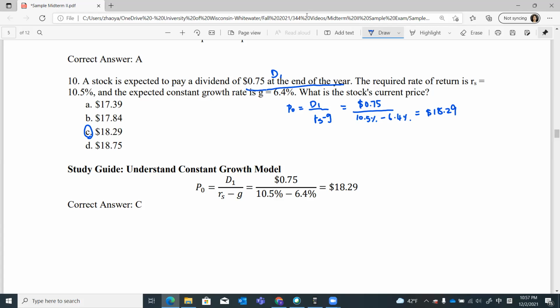This is questions 6 to 10. I think I'm going to stop here.